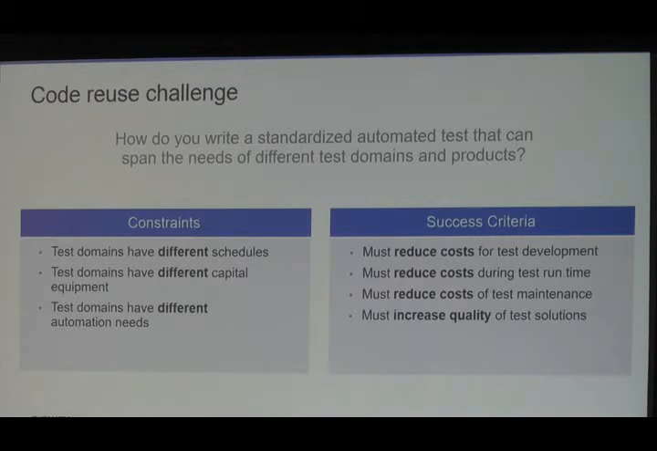When we looked at the problem, it presented a few challenges. These test domains actually have different schedules. In that product lifecycle, they have different care-abouts. They're usually different orgs or groups, working on different schedules. They have different capital equipment needs. Sometimes they're at a bench top, sometimes they have a rack, sometimes they're going into the field with portable equipment. And they have different automation needs. Some of them are long-running, some of them are short. Some don't automate much at all, but still write tests that they're doing by hand.